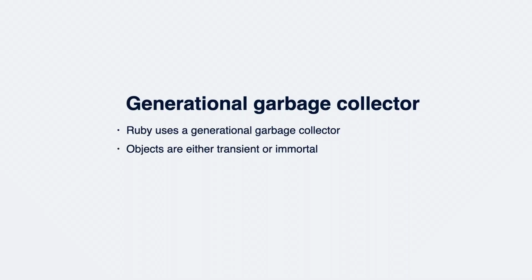Now I'm going to add some more complexity to the marking phase. Ruby uses what's called a generational garbage collector. And generational garbage collectors are based on the generational hypothesis, which states that objects either live for a very long time and are basically immortal, or live for a very short period of time.